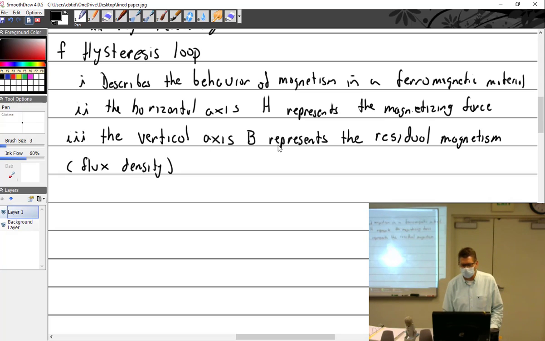The vertical axis, B, represents the residual magnetism, that is flux density, after the magnetizing force is removed.